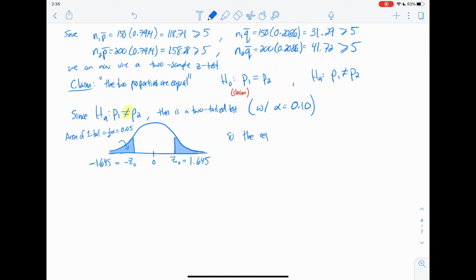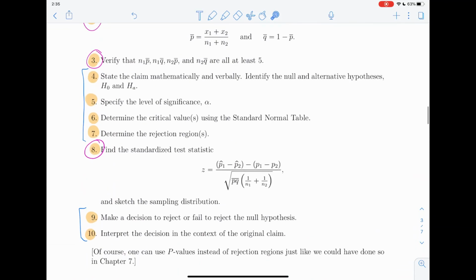So what that means is that the rejection regions are any z values less than the negative 1.645, and any z values that are greater than the positive 1.645. Our objective now, of course, is to find our standardized test statistic, see whether it lies within the rejection regions or not, and then determine whether we can or cannot reject the null hypothesis as a result. What is the standardized test statistic? Let's pop back up into our rule here. Our standardized test statistic is this formula.